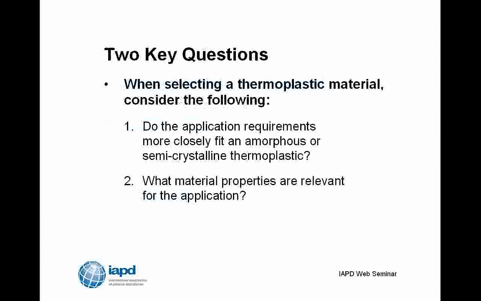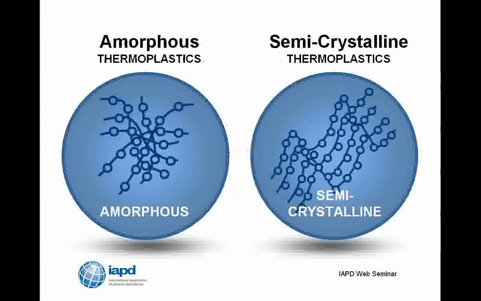To summarize all that, when selecting a thermoplastic material, I like to consider the following two questions. Number one, do the application requirements more closely fit an amorphous or semi-crystalline thermoplastic? And number two, what material properties are relevant for the application? So let's start off with amorphous and semi-crystalline plastics.